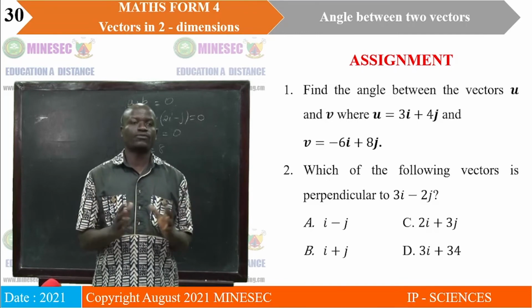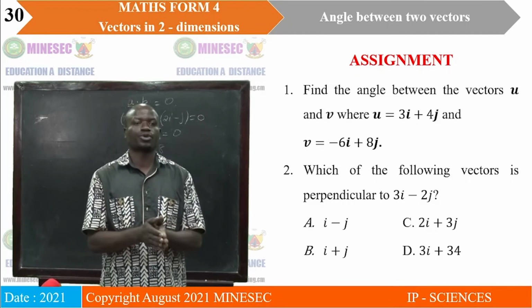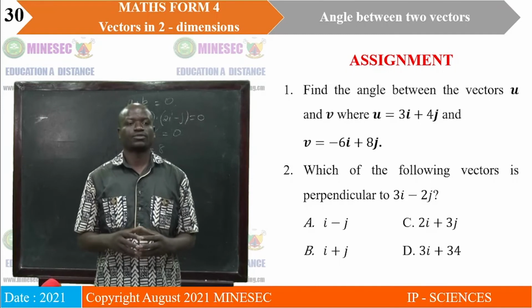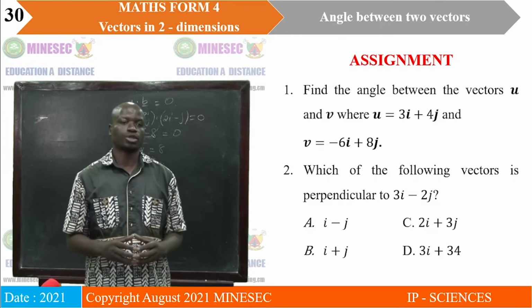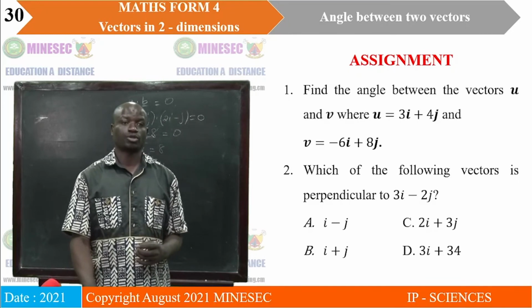In the second question, which of the following vectors is perpendicular to 3i minus 2j? We are given four vectors, and one of the properties of dot product is that perpendicular vectors have a dot product of zero. So you will surely be using that idea to figure out which of the vectors is perpendicular to 3i minus 2j.